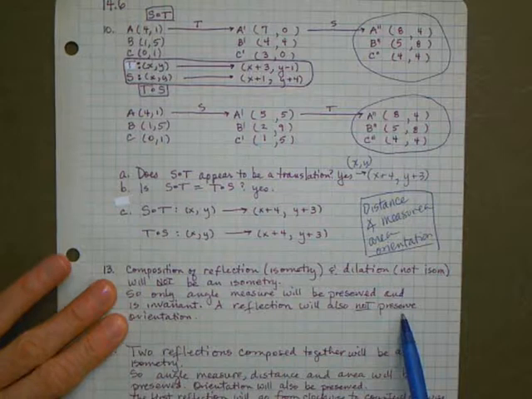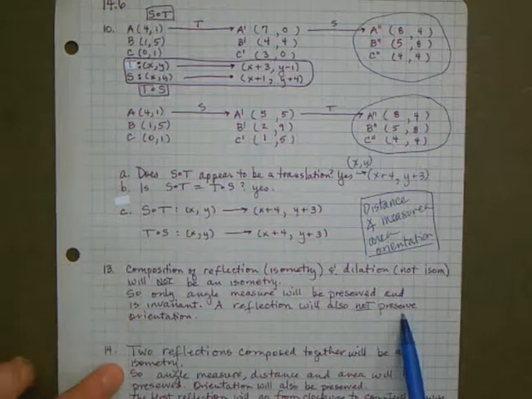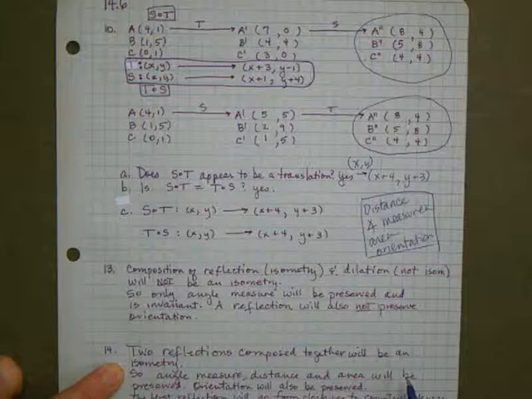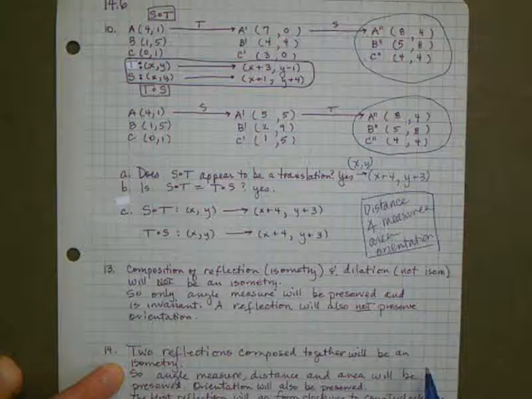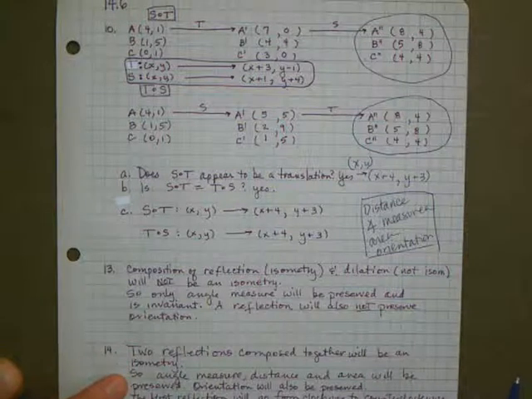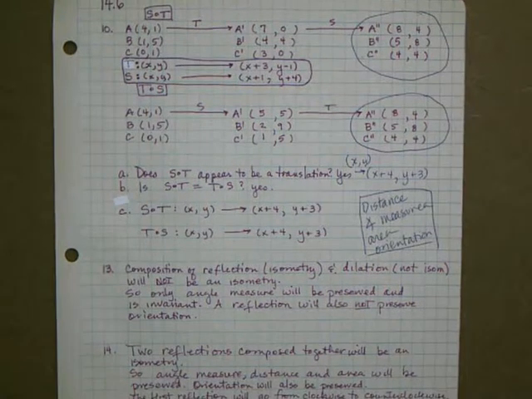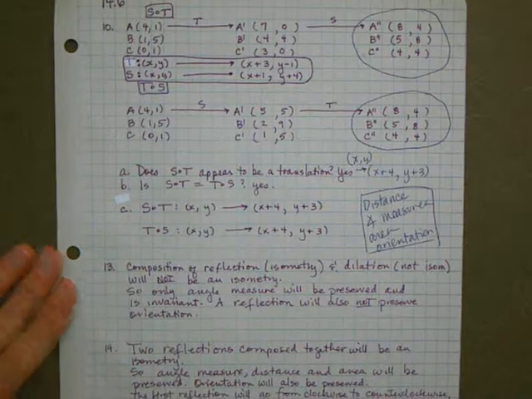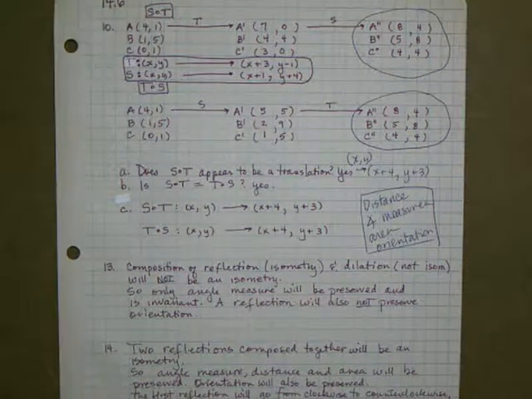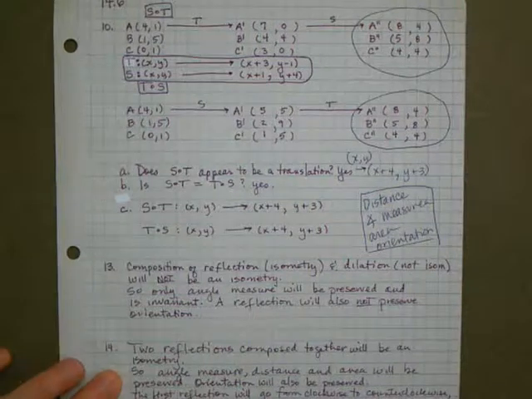So that is 13. For 14, you're composing two reflections together. So you're composing an isometry with another isometry. We did have a theorem that said when you compose two isometries, you get an isometry. So that means angle measure, distance, and area are going to be preserved, and orientation is going to be preserved under two reflections. You'll reflect it one way, you'll get the mirror image, and you'll reflect it back. You'll end up in the same place. The first reflection will take you from clockwise to counterclockwise. The second one will go from counterclockwise back to clockwise, or vice versa. So that's how the two reflections work.